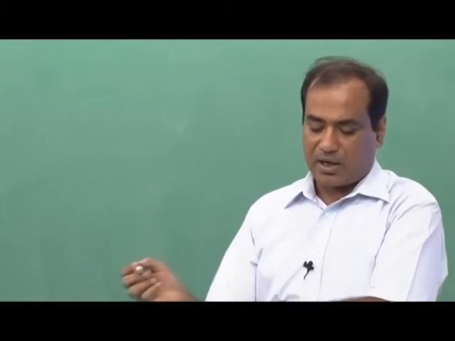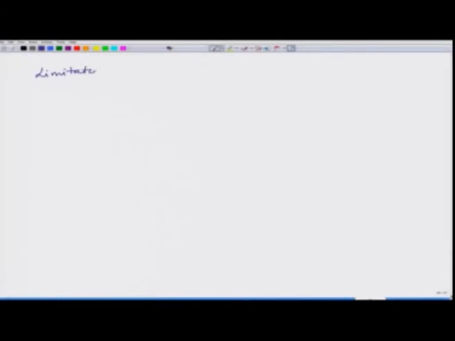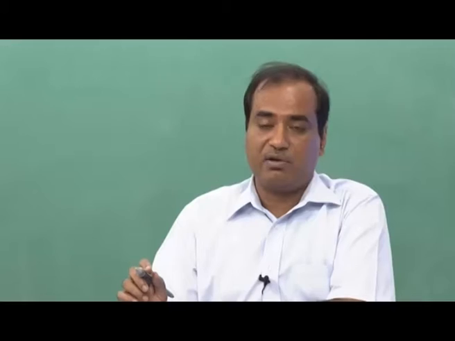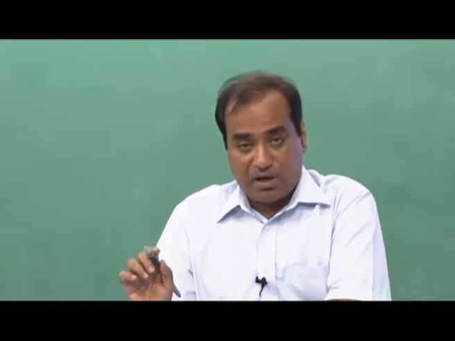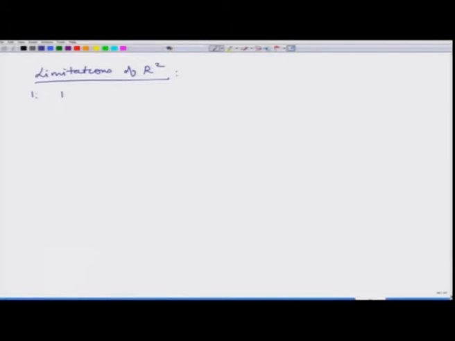So now after this, let me try to explain what the limitations of R square are. Well, R square is a very popular goodness of fit statistic among all the users in experimental sciences. But it has some serious limitations also. First limitation we already have discussed: if the constant term or the intercept term in the model is absent, then R square is not defined.